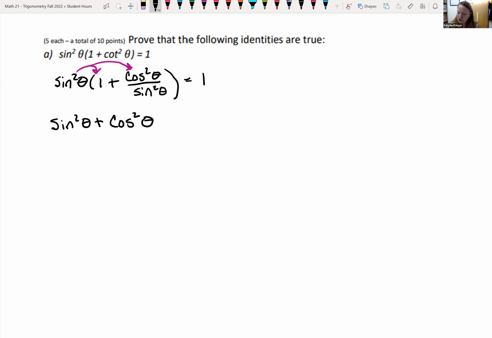Recall, when we're showing identities, we're only working on one side. So working with our left-hand side, notice what we got: sine squared theta plus cosine squared theta, and that is our one identity, which is equal to 1. And so we showed that one side gives us what we want, and so we proved that identity.